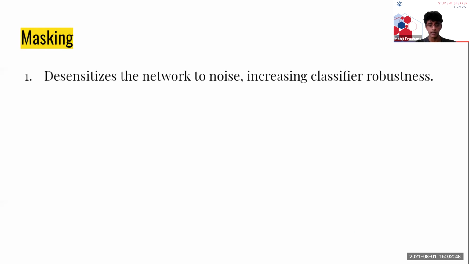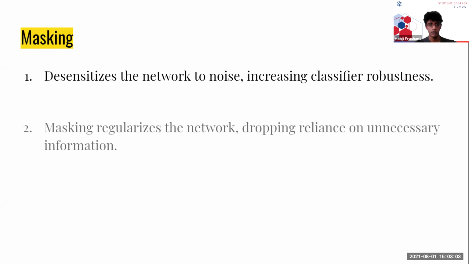There are a couple of reasons why you might do this. Firstly, it desensitizes the network to noise, thereby increasing our classifier robustness, which just means that any additional perturbation would be less likely to change the output of our classification. Secondly, masking regularizes the network, thereby dropping reliance on unnecessary information, allowing it to perform better on unseen data.